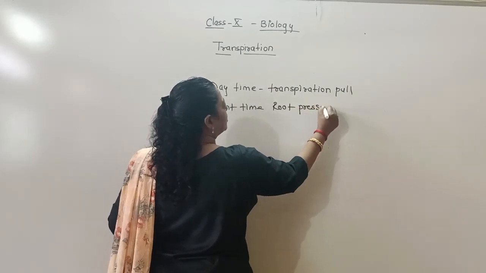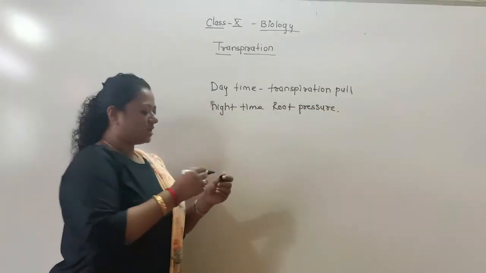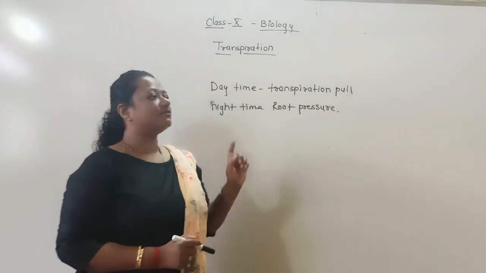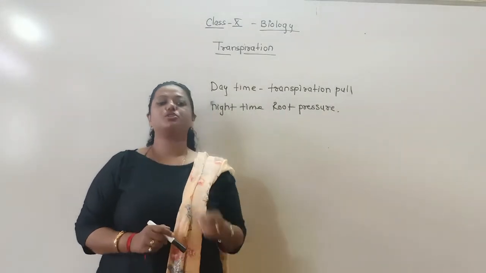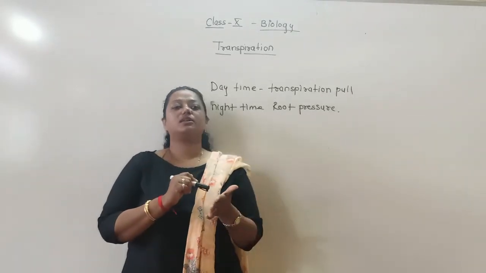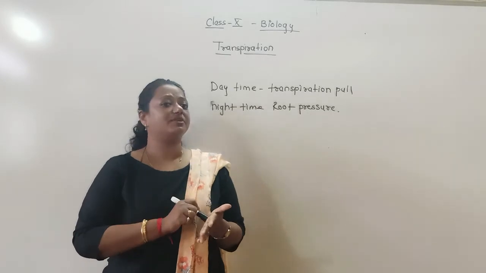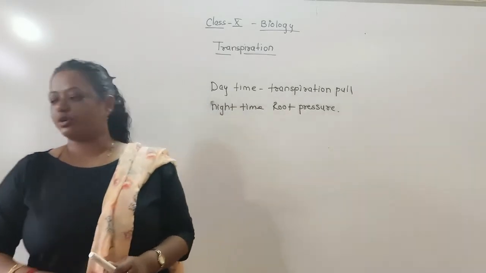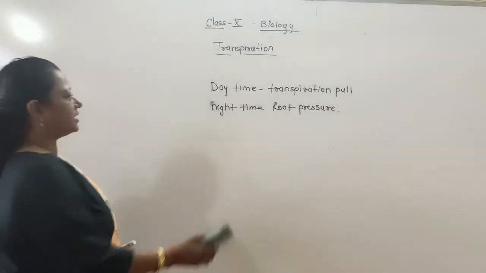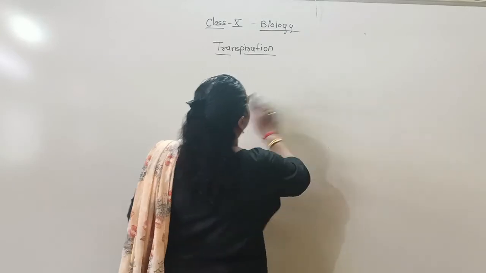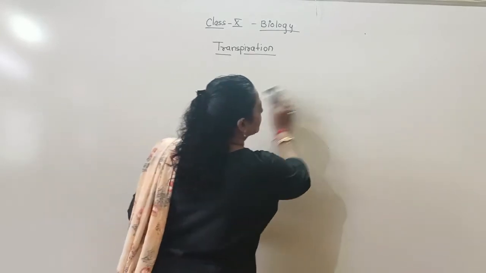Night-time root pressure. Understood, students? So this is all about transpiration, which is done with the help of xylem tissues. These xylem tissues are water-conducting tissues, and the two main components of the xylem tissues are tracheids and the vessels.